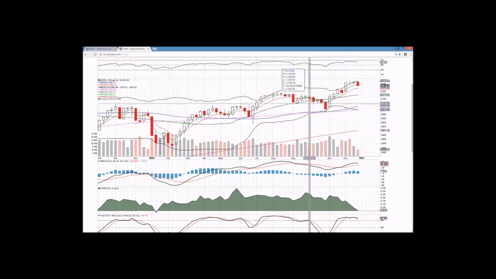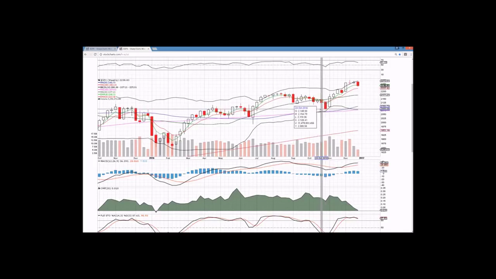So the uptrend is very clear, and we are going to remain in an uptrend as long as we consolidate and form a higher low compared to the low of the most recent pullback here, 2083, which was right before the election.